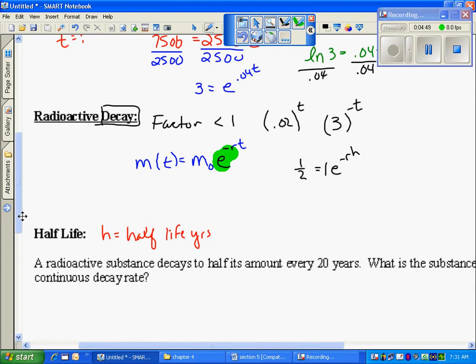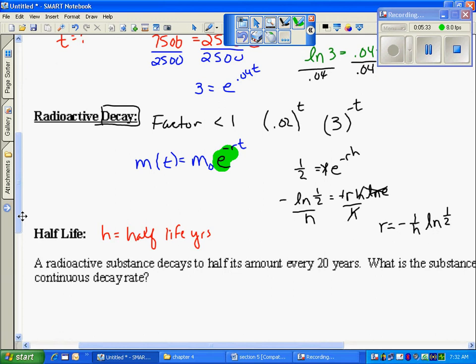Solving this, I already have it isolated because if I divide by 1, it basically goes away. Taking the natural log, I get negative rh natural log of e. And I know that the natural log of e is 1. And since I want to find r, I can just solve this. If I want to find r, that means I need to divide by h and negate it. And now I have r is equal to negative 1 over h, natural log of 1/2.